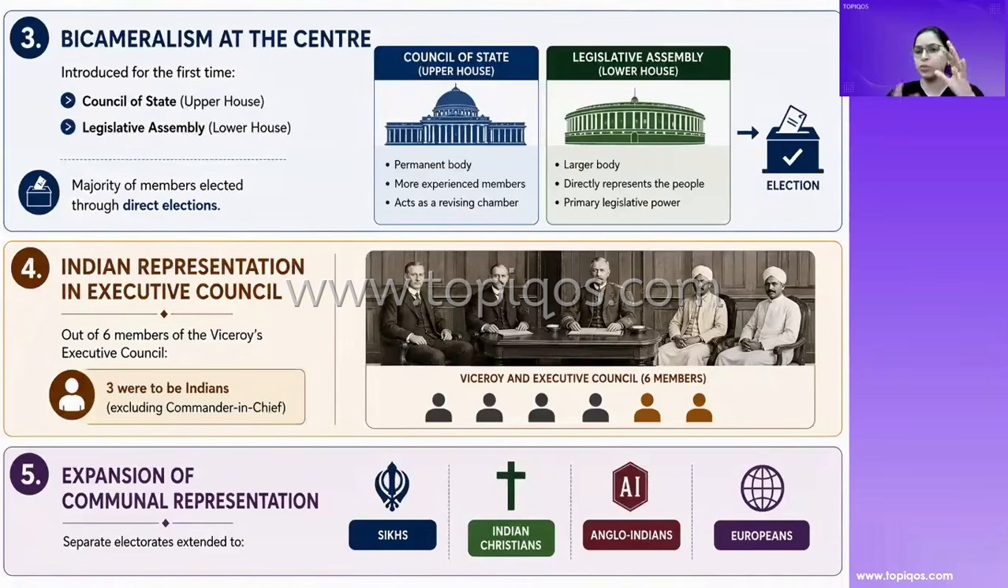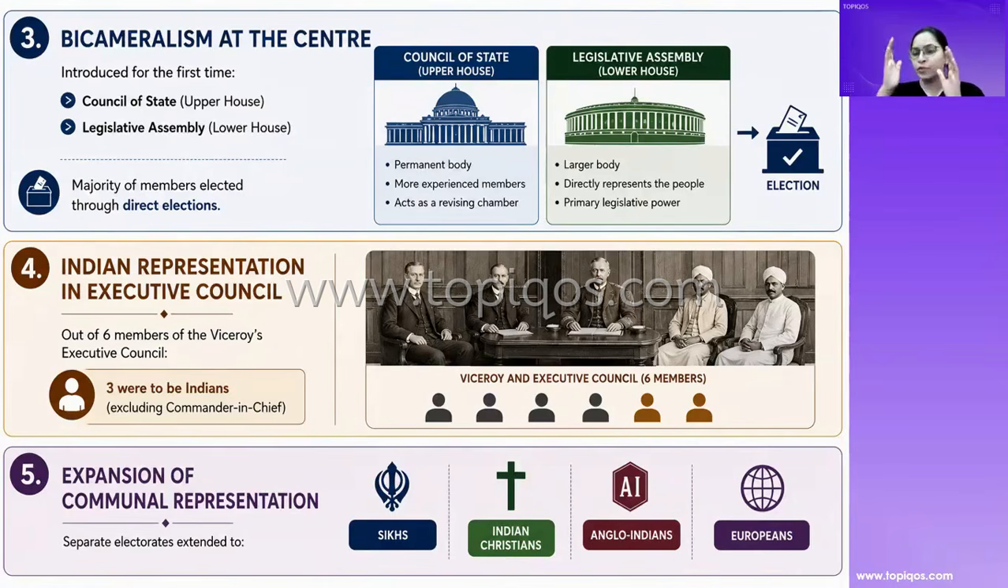Okay. Then bicameralism at the center. So for the very first time, two houses were created at the national level. Upper House, Council of States, for the representation of the princely state people, okay, rulers. And the next was the lower house, that was the Legislative Assembly, where the majority of the members were directly elected. Okay, and for the very first time, the direct election concept was introduced in India.